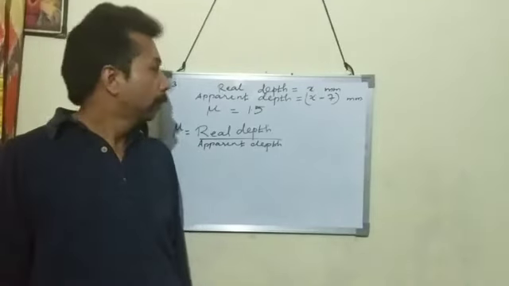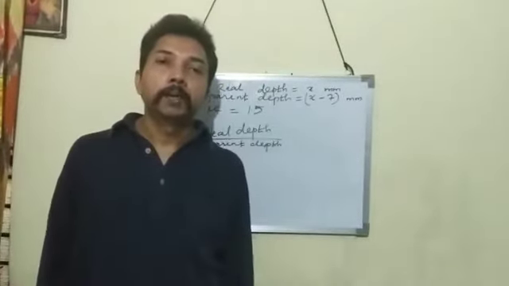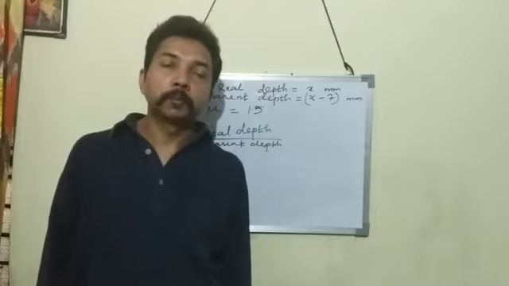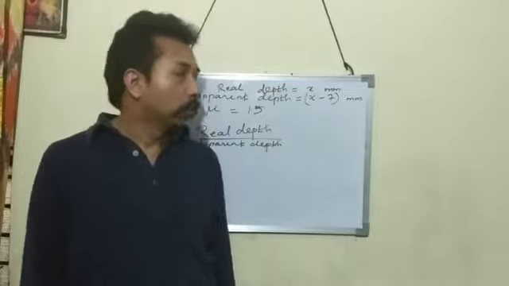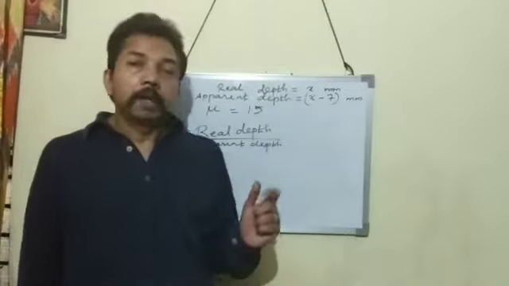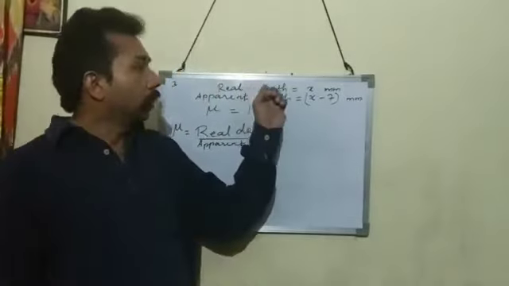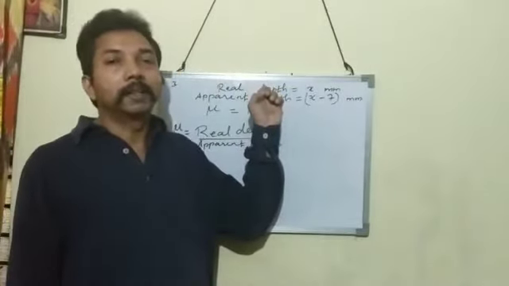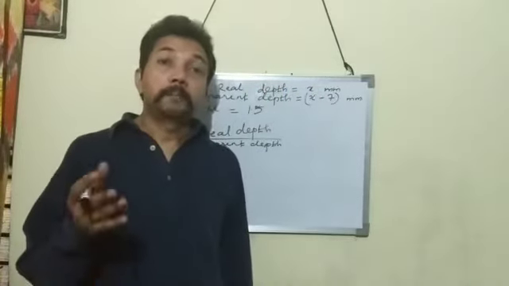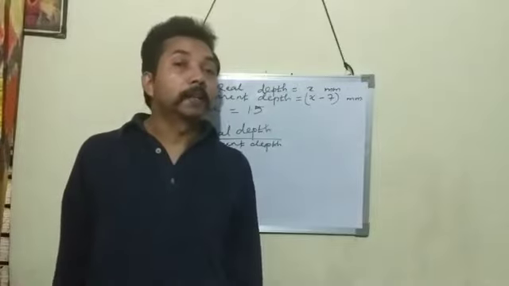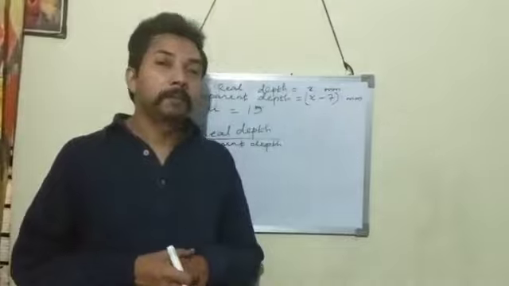So in this question, it is given that a postage stamp which is kept below a glass block appears to be raised by 7 millimeter. Then we have to find the thickness of the glass block. Let the thickness of the glass block, or real depth, be x millimeter. So it appears to be raised by 7 millimeter. Then what is the apparent depth? Apparent depth is x minus 7 millimeter.